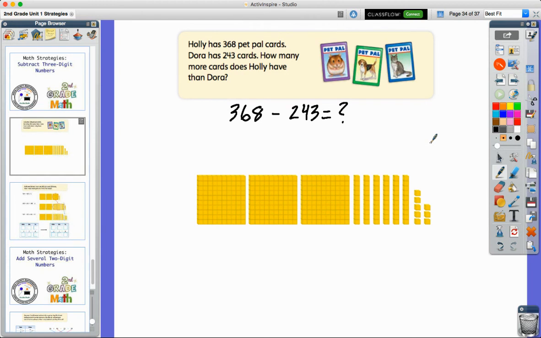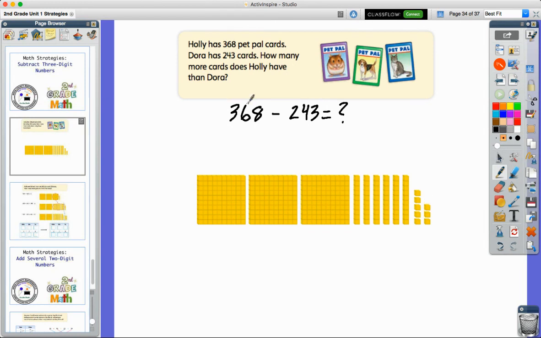So we've started off with our base 10 blocks to help us visualize this. We've got our first number, 368. So we've got 100, 200, 300. We've got 10, 20, 30, 40, 50, 60, and then 5, 6, 7, 8. So 360 and 8. All right, so that's our first number.